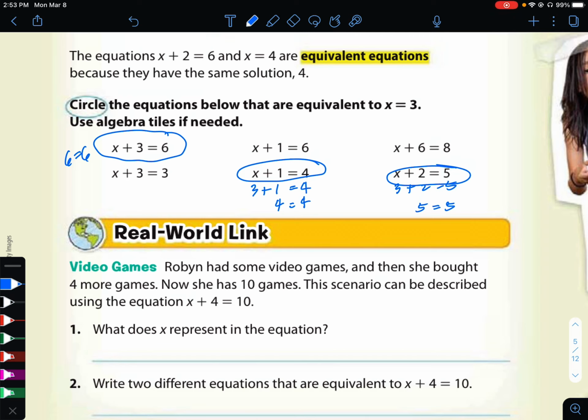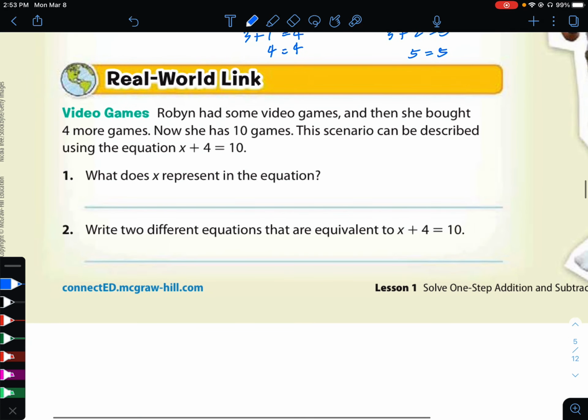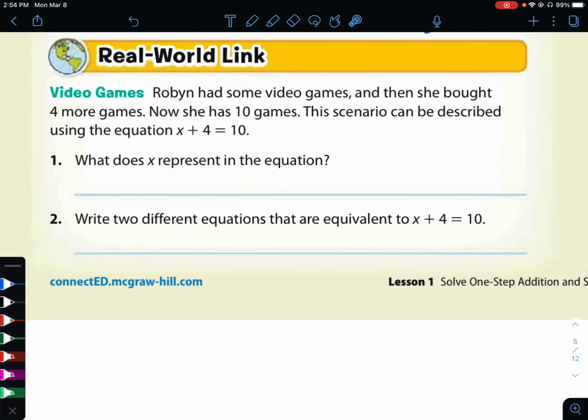All right, let's take a look at the bottom real world example. Real world link. Robin had some video games and then she bought 4 more games. Now she has 10 games. This scenario can be described using the equation x plus 4 equals 10. Again, Robin had some video games, we don't know how many. Then she bought 4 more games. 4 more means plus 4. And now she has 10 games, so that means she has a total of 10 games right here. And we can describe the scenario as x plus 4 equals 10.